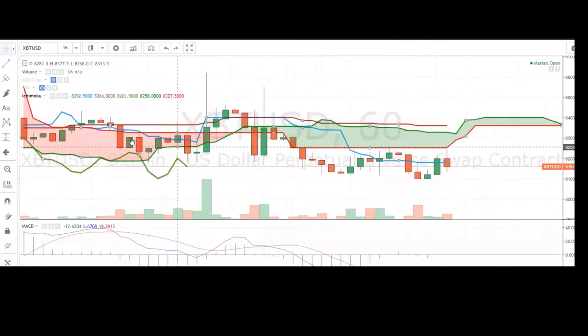So you can see the very deep red color. We can see the blue color. We can see the green. We can see the cloud itself, the lead one and the lead two.